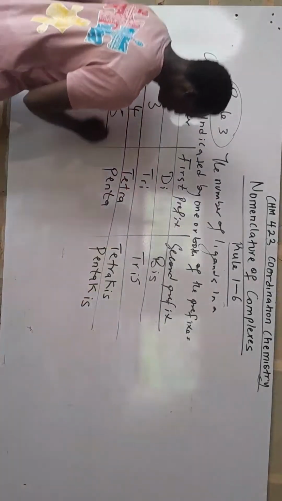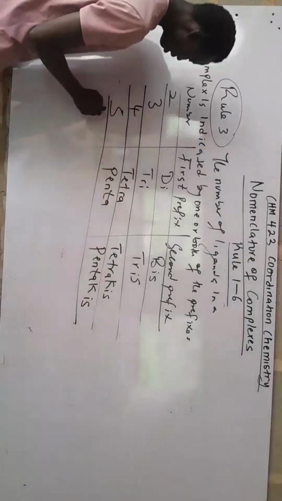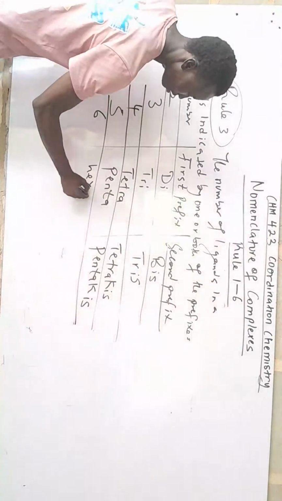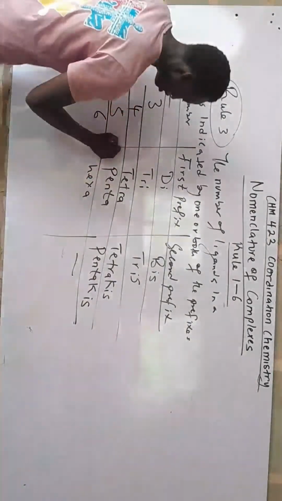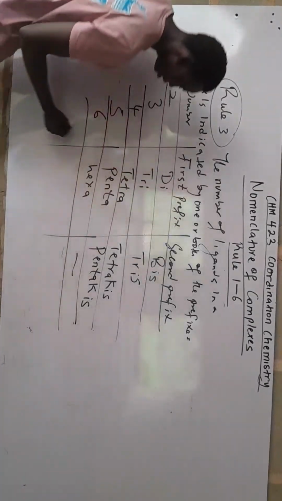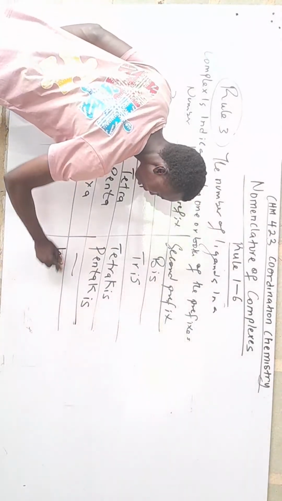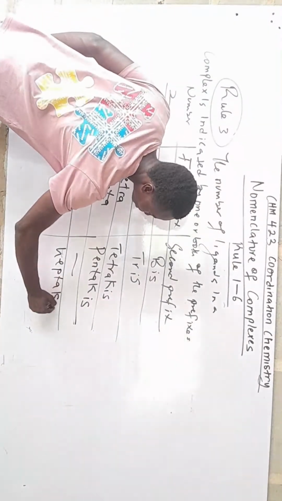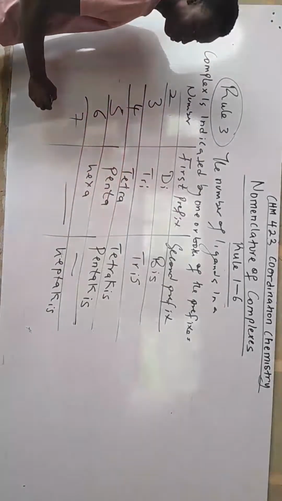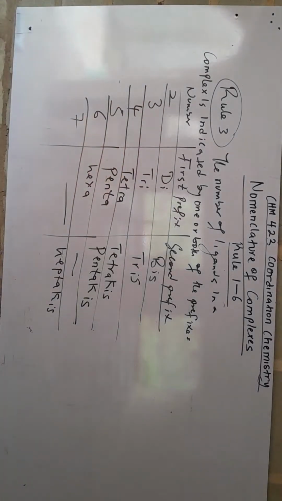So you will be the one to do this for me. If 6 is hexa, then this will be what? If 7 is heptakis, then this will be what? And so on. So I would like you to do that for me from your hands. I want to see what you got. Those dashes, I want you to fill them for me, from your end over there. Yes, let's go there.